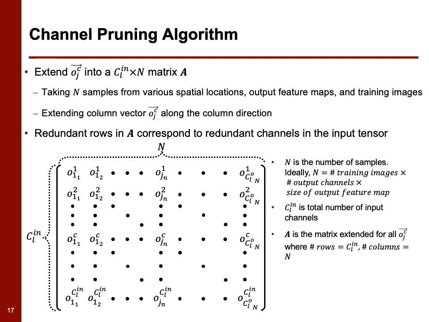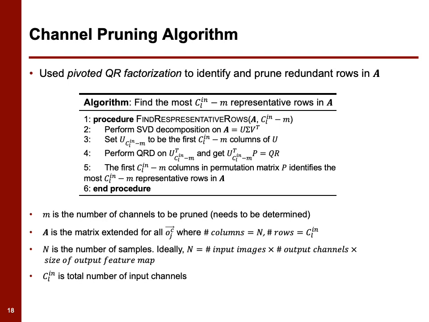Thus, the problem of identifying redundant channels in the input tensor becomes identifying the redundant rows in A. We solve the problem of identifying redundant rows in A by solving its inverse problem, which is identifying the most CLN minus N representative rows in A, which in turn can be solved by the pivoted QR factorization algorithm. The algorithm is shown in the slide.